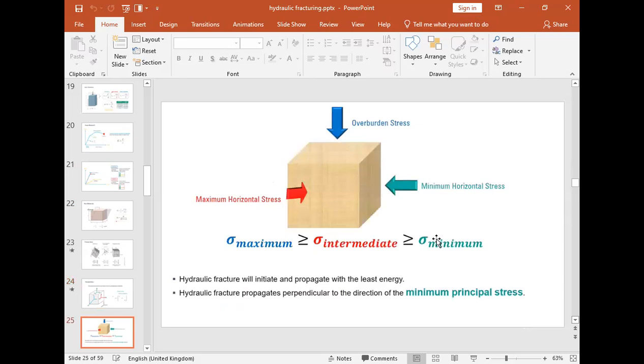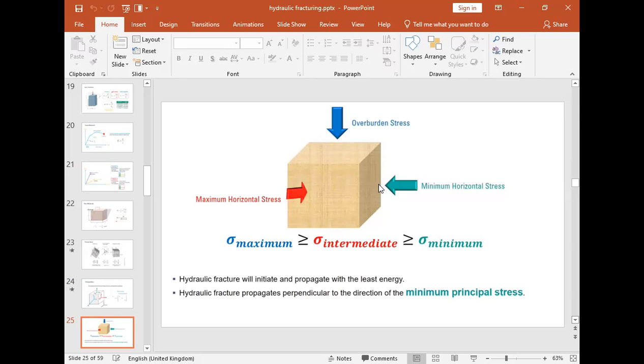So I know that within a particular reservoir, I have three stresses that are acting on the rock sample. I have my vertical stress, which in this case is the overburden stress, or the lithostatic stress, which I have already talked about. Then I have two horizontal stresses. One of these stresses must be greater than the other. So I have a maximum horizontal stress and I have a minimum horizontal stress. This minimum horizontal stress is usually called the closure stress, the stress that is required to close the fracture.